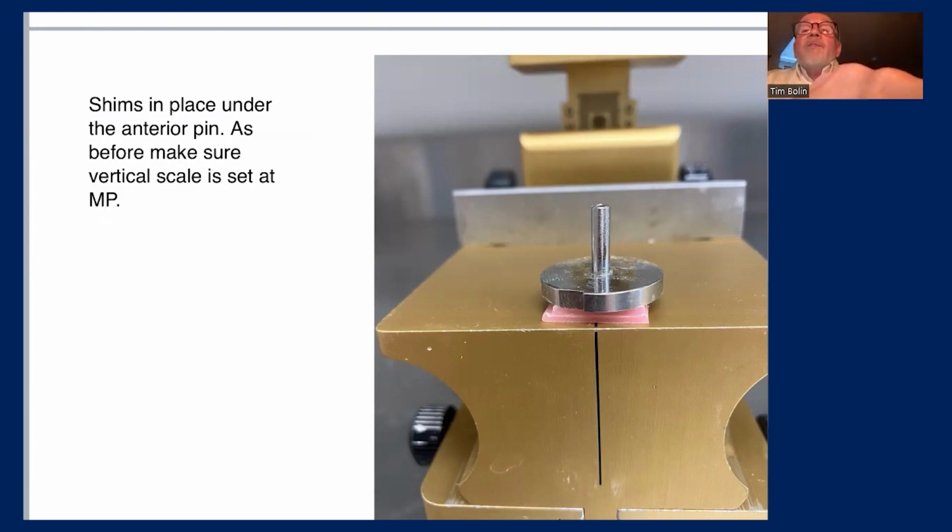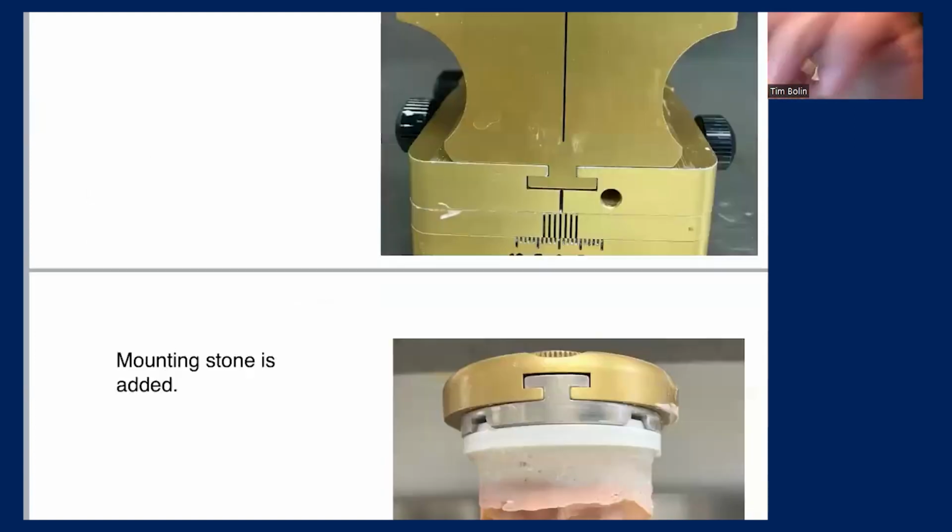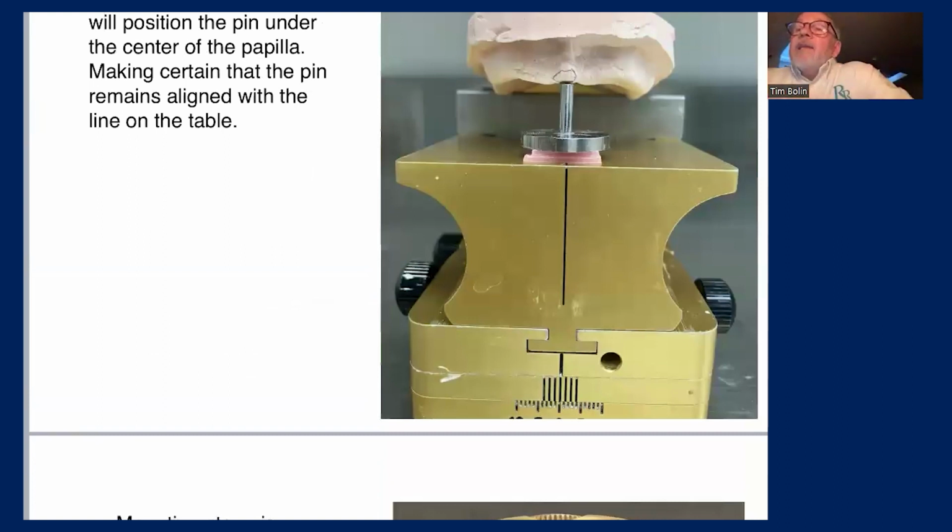The model is placed over the hamular notches and rotated down until the papilla is in contact with the anterior pin. We position the pin under the center of the papilla, making sure that the pin remains aligned with the line on the table. I can't stress the line on that table enough. That will determine where we're going to set our anterior midline. We're going to use it on our centrals and just evaluate that.